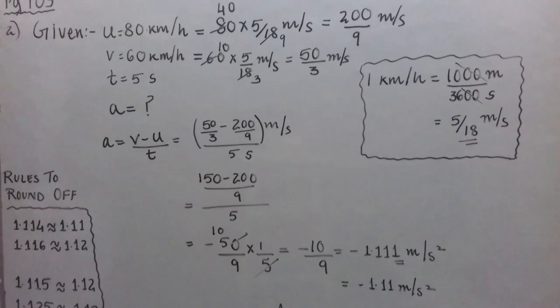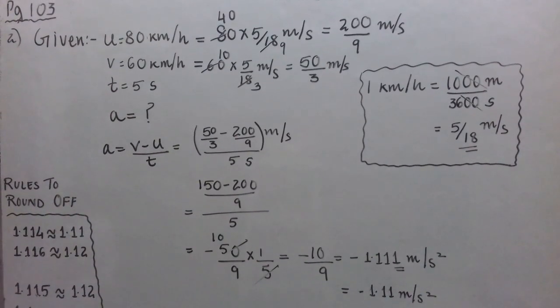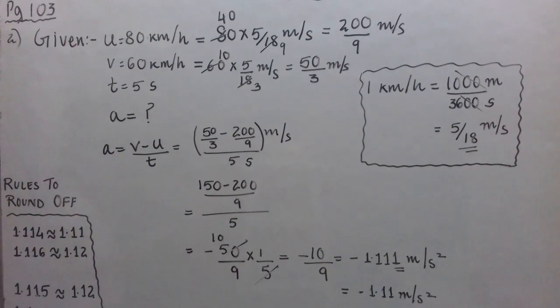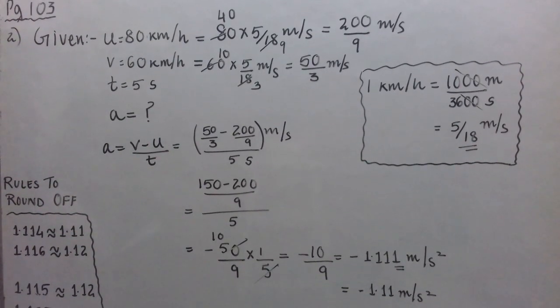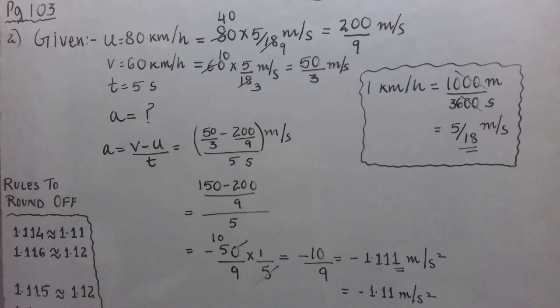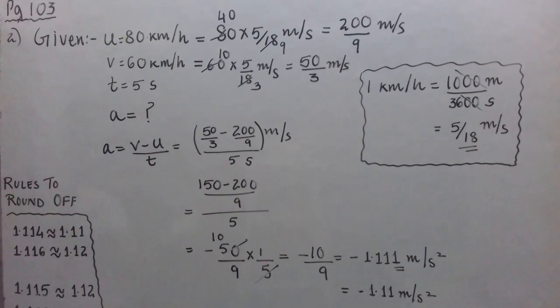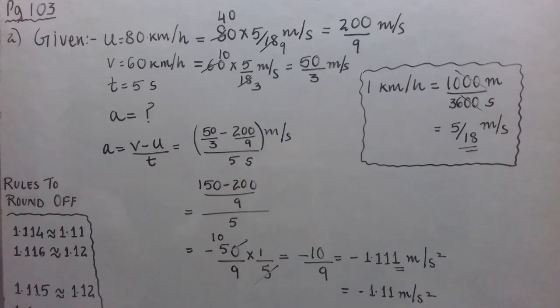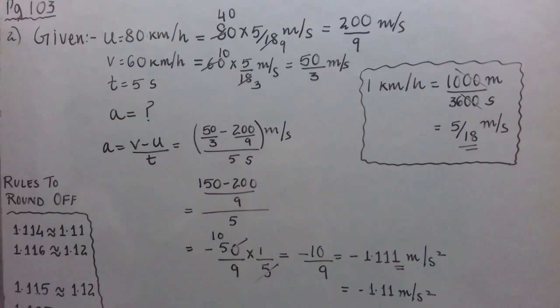Okay. Now let us start with page number 103, first question. Now the first question is not a numerical. I'll read it out and just listen to me carefully. When will you say a body is in 1. Uniform acceleration, 2. Non-uniform acceleration?